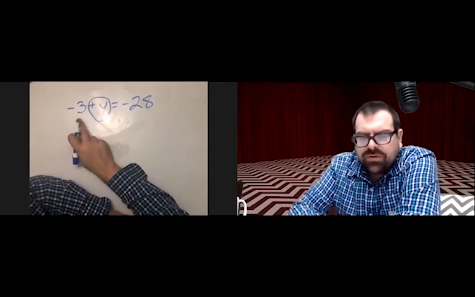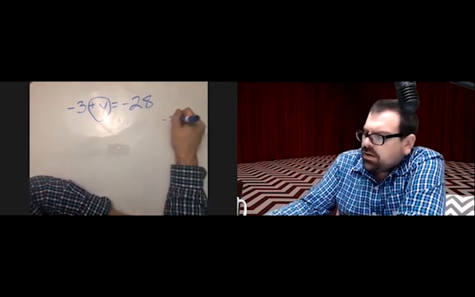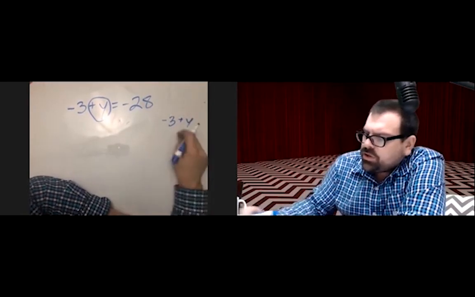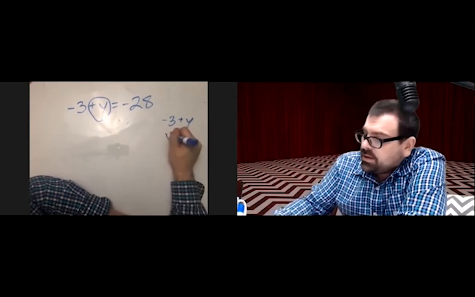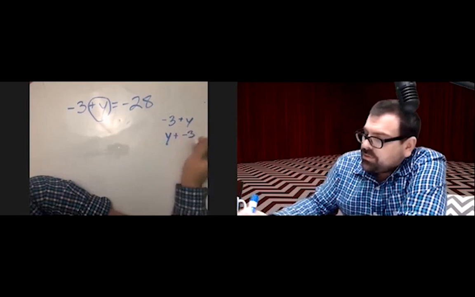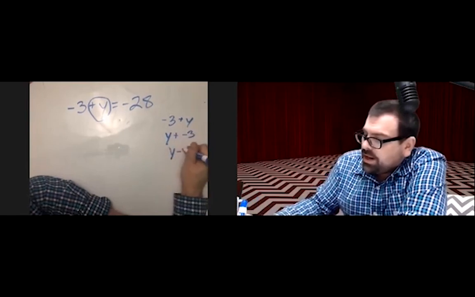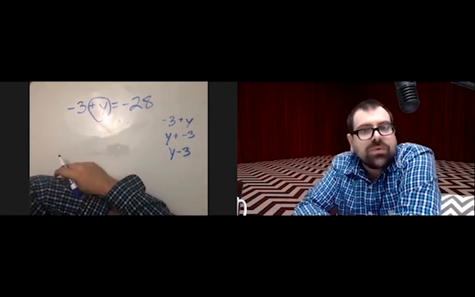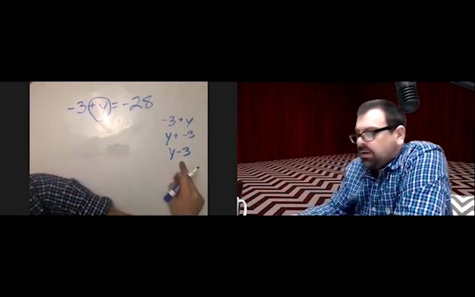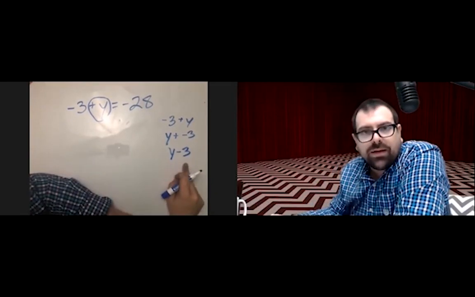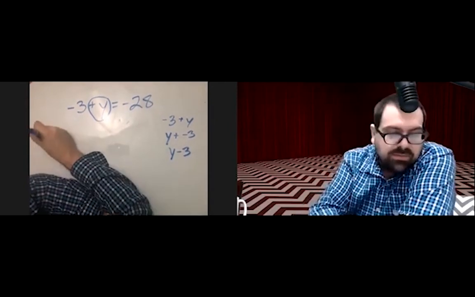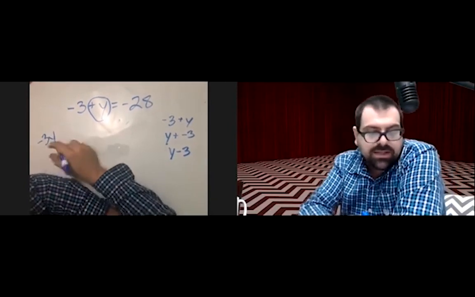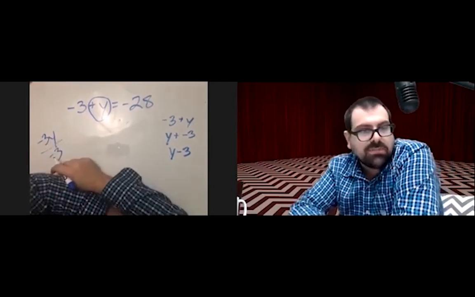Well, what if I put it this way? What if instead of -3 plus y, we know we can switch around a plus sign? This would be y plus -3, which would be y minus 3. So looking at it this way, what's happening to the y? We're subtracting 3. A -3 in front, that's not -3y. If it was -3y, yeah, we'd divide because that's multiply.